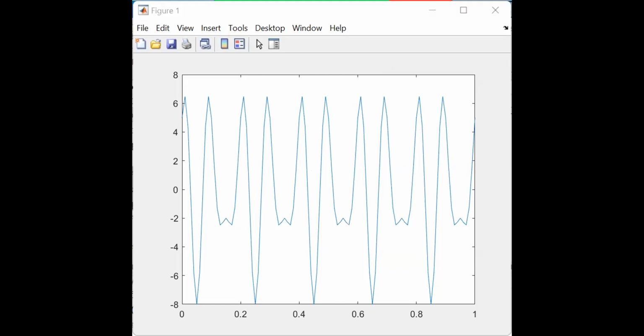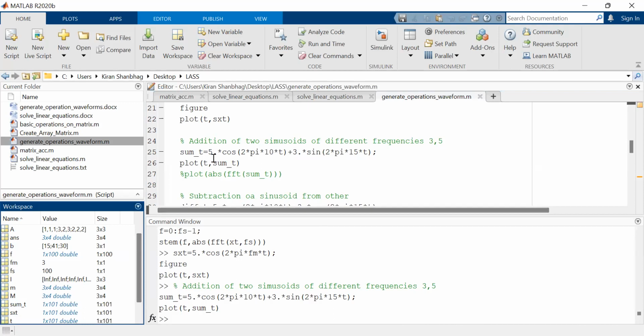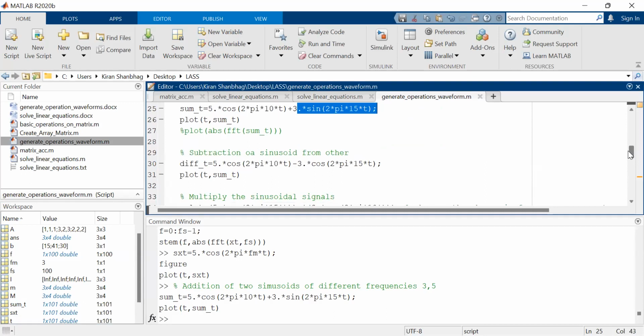Just go to the program. One thing let me tell you, you are supposed to have a look at the workspace all the time. It is very important when you add two signals, the matrix dimensions must agree. Otherwise, you are going to get some dimension mismatch error.